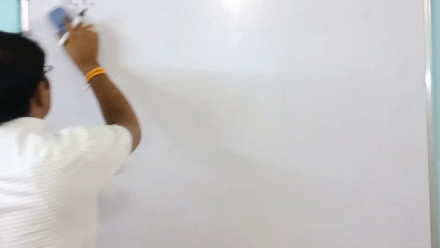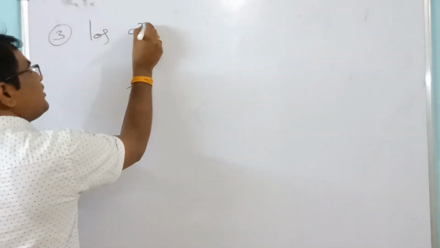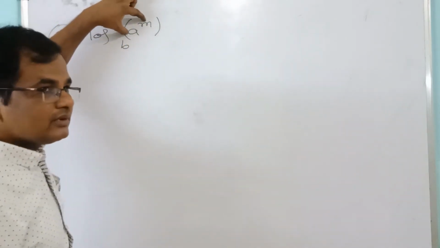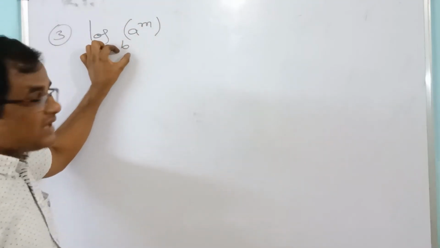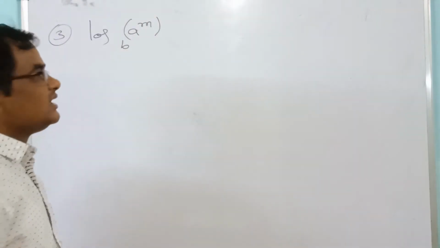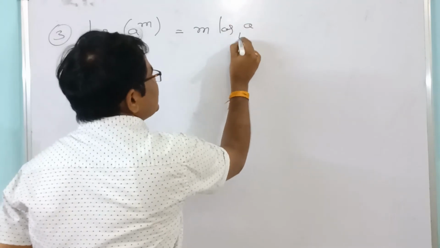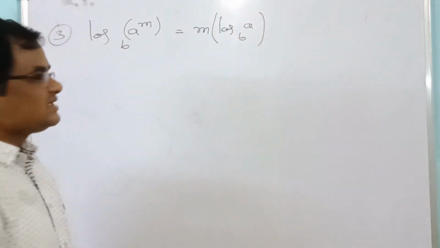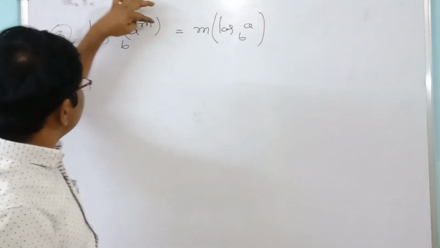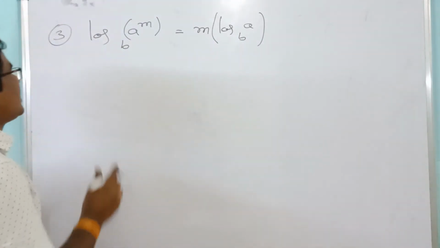Next, come to the third property. This is also an important one. Log of a power m to the base b. Listen here, the power is for a, and the base b is here. Log of a power m to the base b can be written as m into log a to the base b. M into means whatever the power is, we write that before the log, right? And now how to prove this one also?